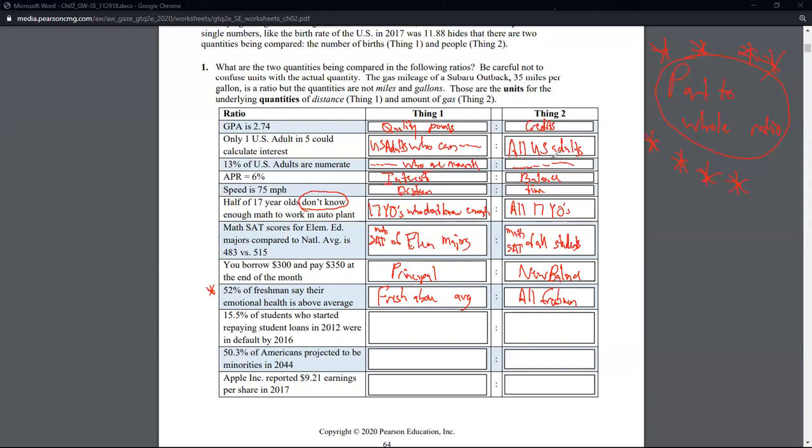All right, 15.5% of students who started repaying student loans in 2012 were in default by 2016. Okay, 15% of students who started repaying student loans in 2012 were in default by 2016. So default, that's not a good thing.